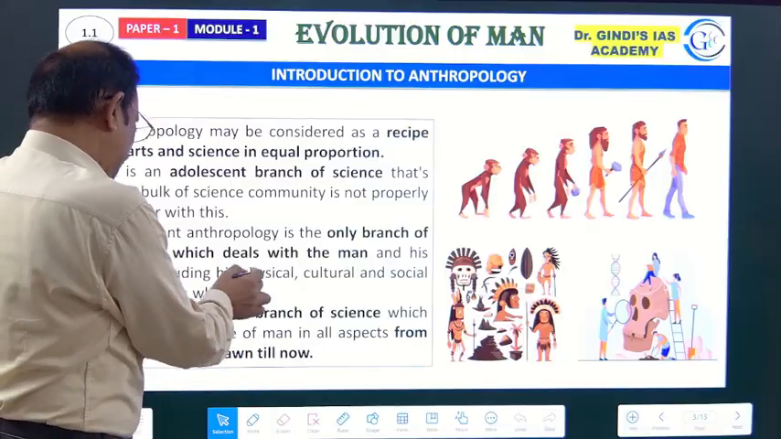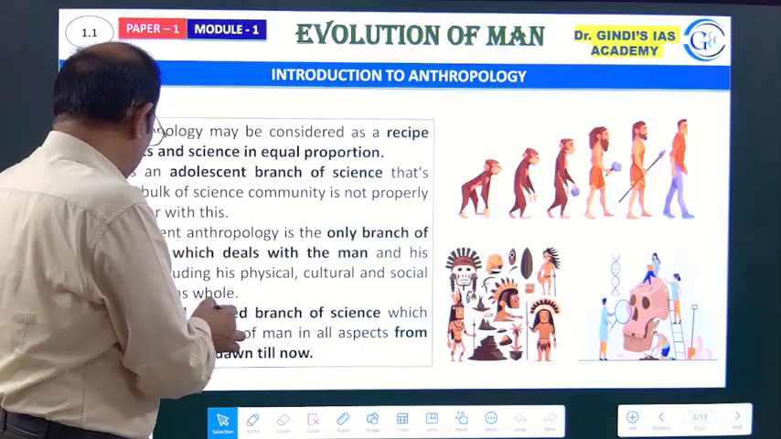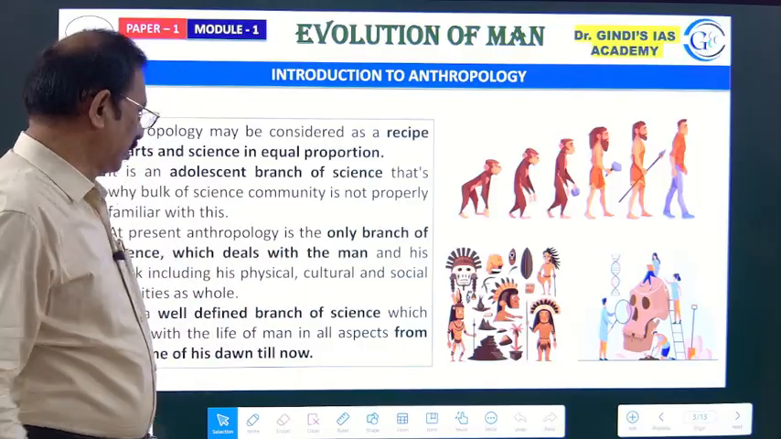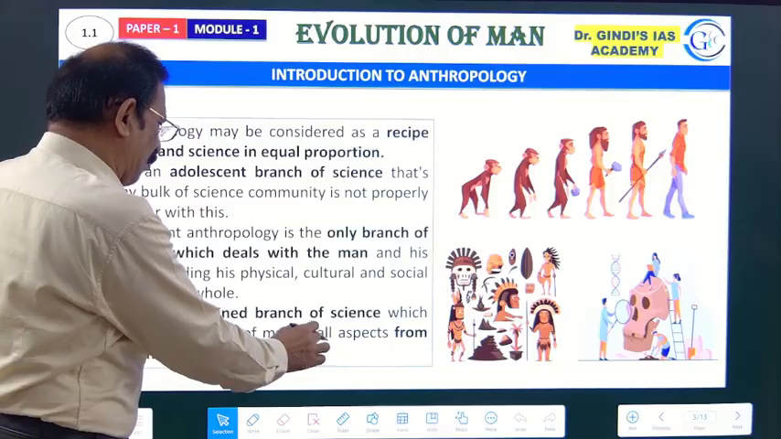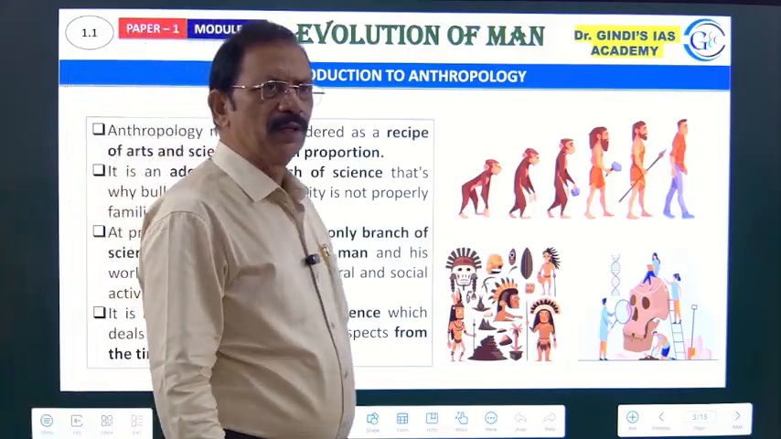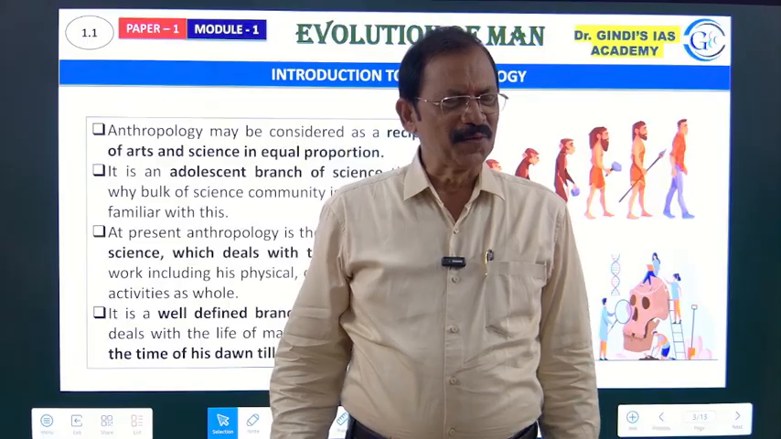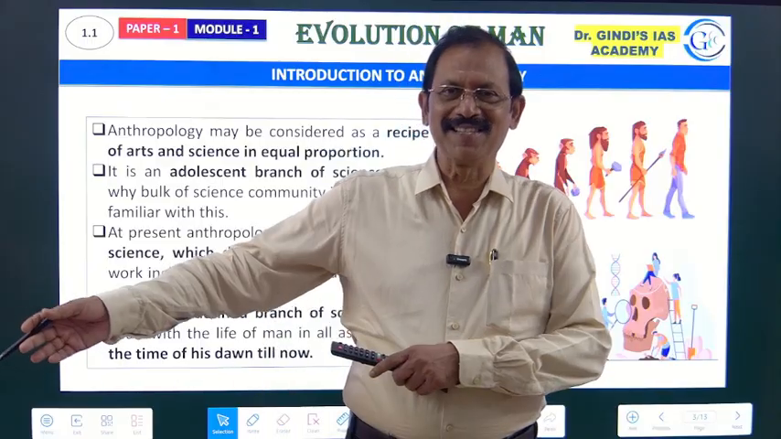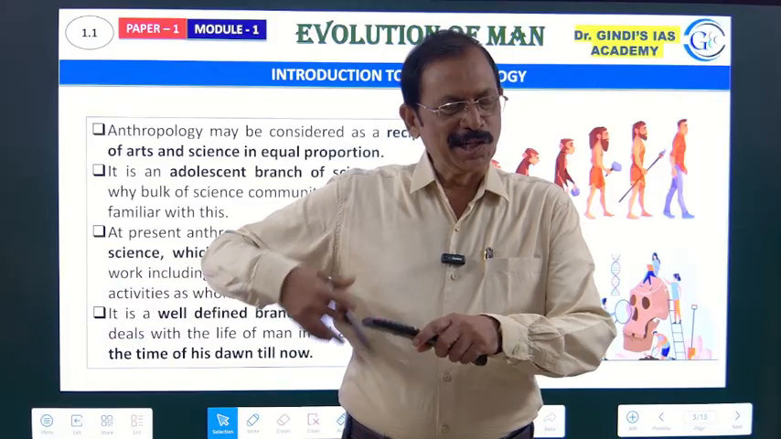That's why here we are going to discuss physical aspects, cultural aspects, and social activities as a whole. That's why it is a well-defined branch of science which deals with the life of man in all aspects from the time of his dawn till now. Where did anthropology start? Where do we have to start it? We are going to discuss that we have relations with the creatures, with the animal kingdom. We establish our relations.